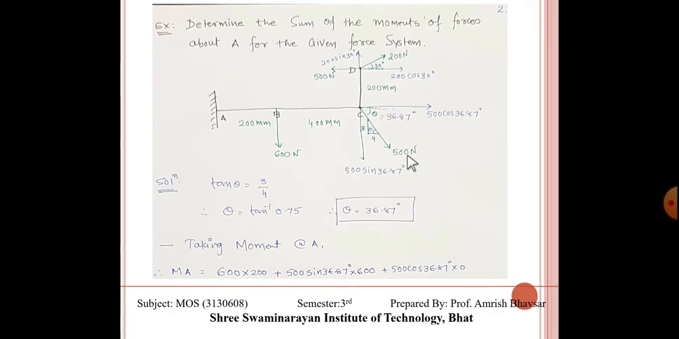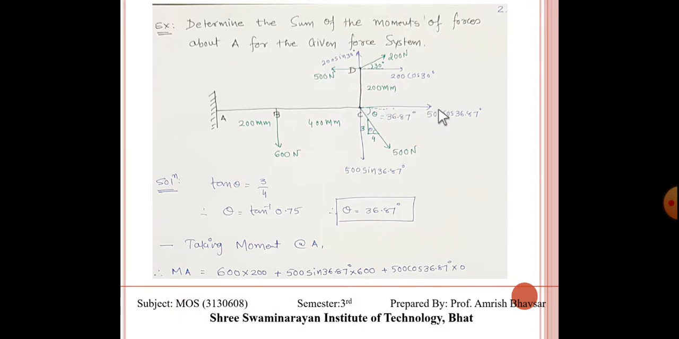Here we have to find the slope: tan theta is equal to 3 upon 4. So we will get theta equal to 36.87 degree. The horizontal component is 500 cos 36.87 and the vertical is 500 sin 36.87. Now we have to take moment at A. So 600 into 200 first, then 500 sin 36.87 into 600 at A.